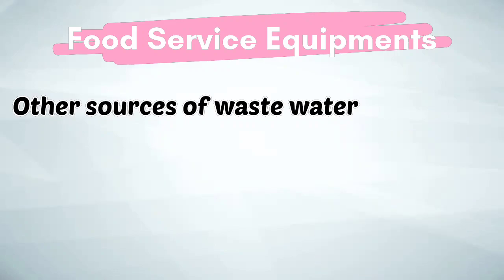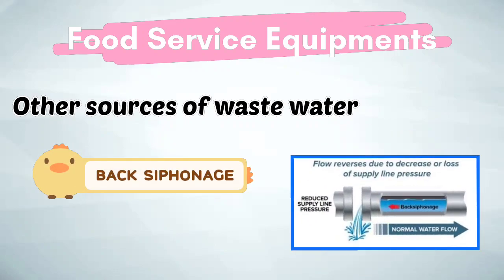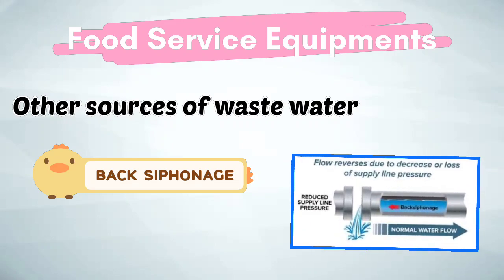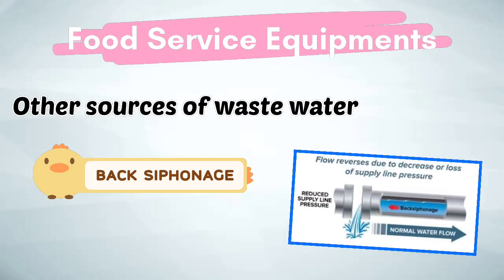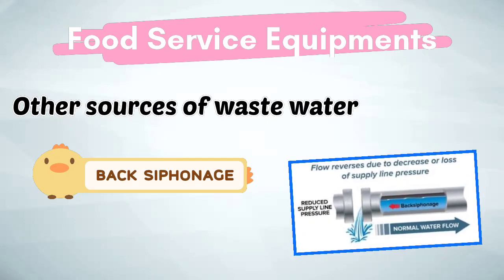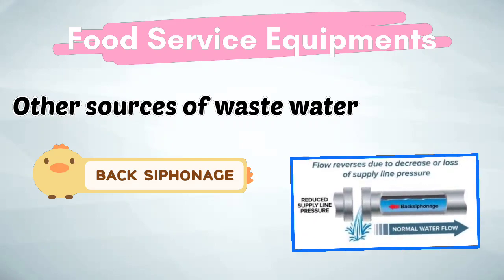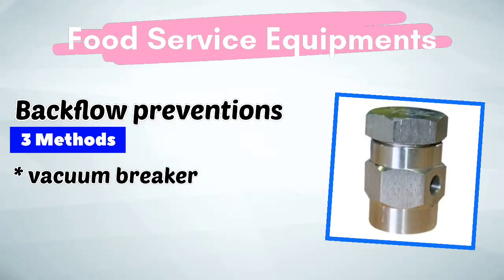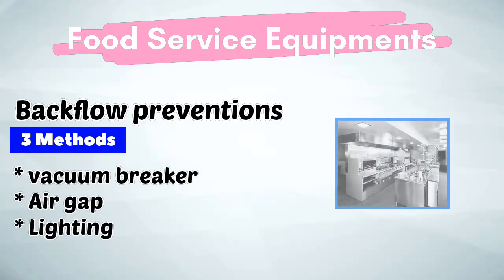The other one is backsiphonage. Backsiphonage is a vacuum created in the plumbing system that sucks contaminants into the water supply. This occurs when high water use in one area of the operation creates a vacuum. A running hose in a mop bucket can lead to backsiphonage. There are 3 methods of backflow prevention: vacuum breaker, air gap, and lighting.